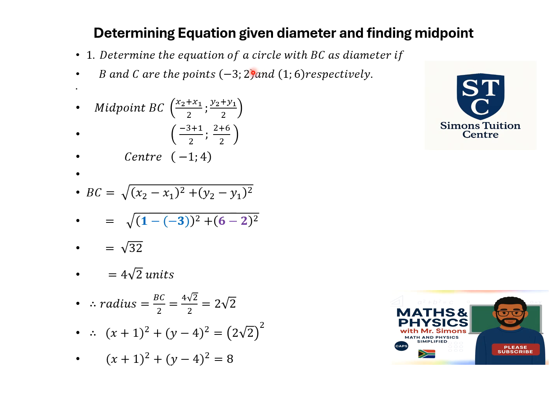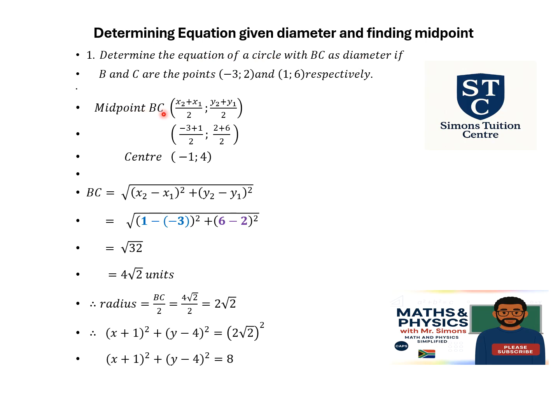Now, determine the equation given a diameter. Assume you remember diameter is 2 times the length of the radius, and finding the midpoint. In the middle of the diameter, we normally have the center of the circle. So determine the equation of a circle that has BC as a diameter, if B and C are the points (minus 3, 2) and (1, 6) respectively. From the diameter, I need the midpoint, but I also need the length of the diameter, because half the length of the diameter is my radius. Once I have the center and the radius, I can then find the equation of the circle.